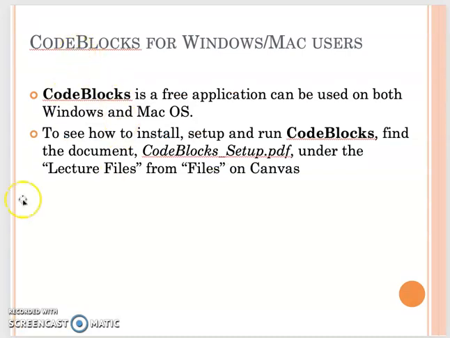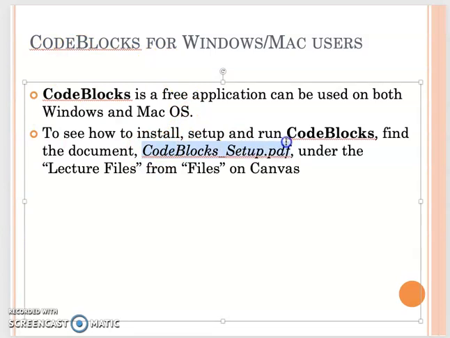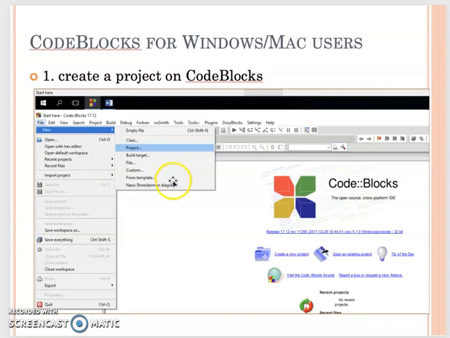Okay, so the next one in the handout is CodeBlocks. I have the CodeBlocks setup PDF file on Canvas under our lecture file from files, so you can see how you will install it on your home system. Or in our lab computer, we do have CodeBlocks. After you install your CodeBlocks, the screenshot shows you how to create a project. You need to create the C++ project first, so then you can run your source file.